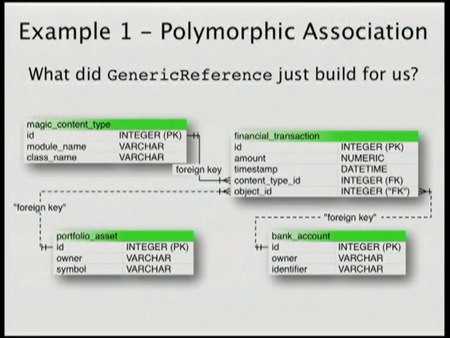And then the financial transaction table has another column called object ID, which is an integer that might be an entry within portfolio asset, or it might be an entry within bank account. And we don't know which one it points to unless we look at the discriminator.